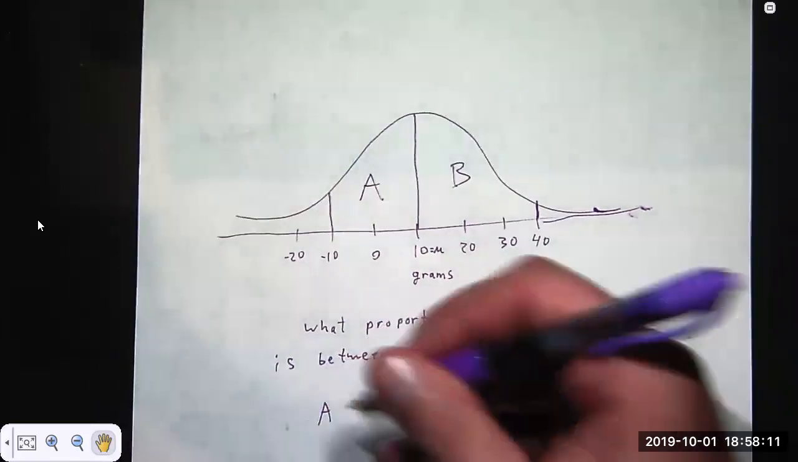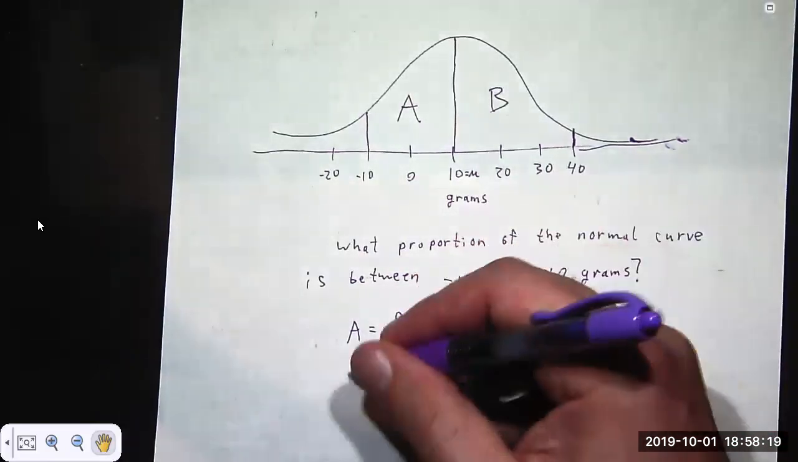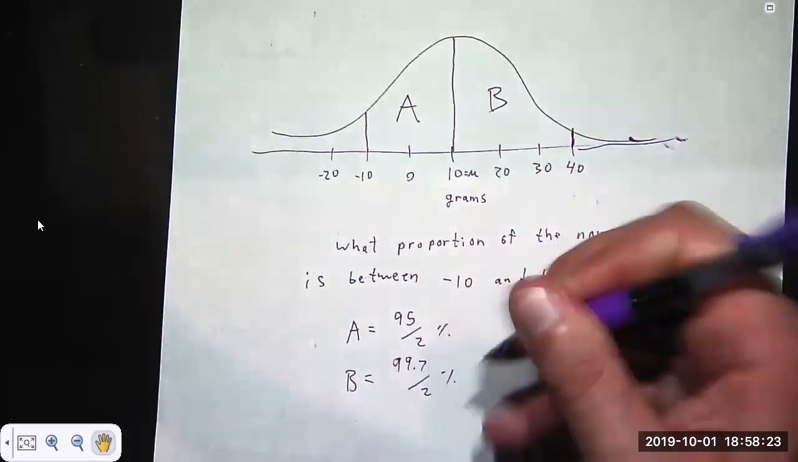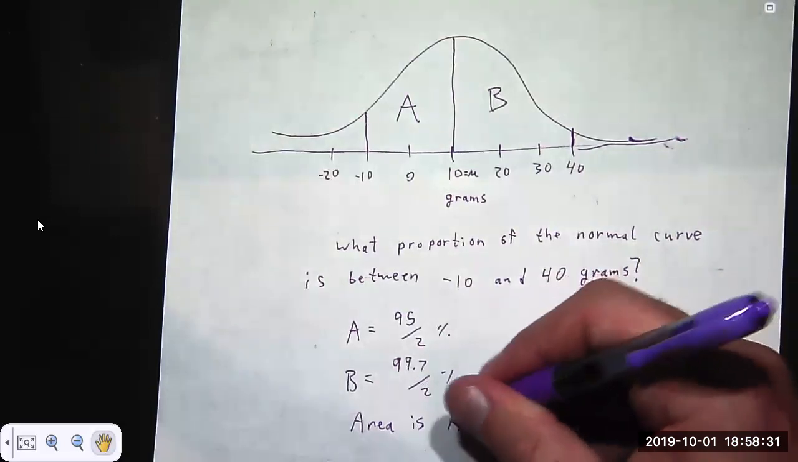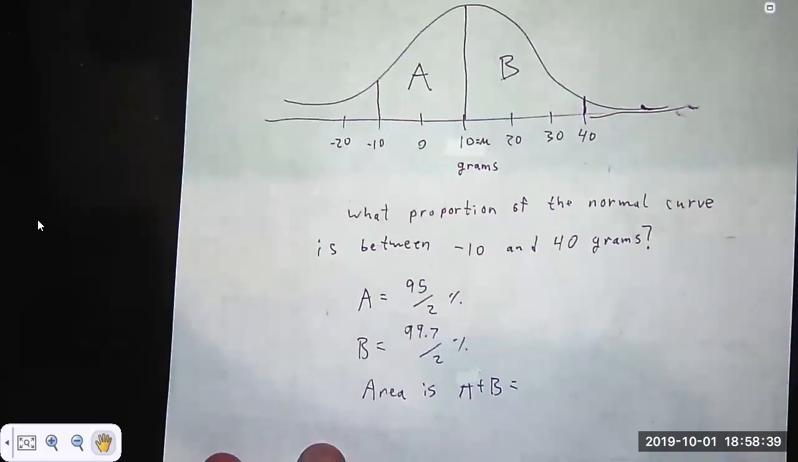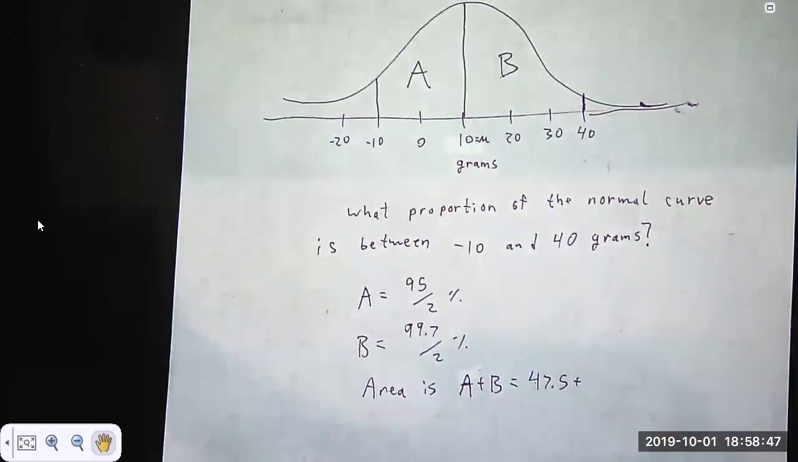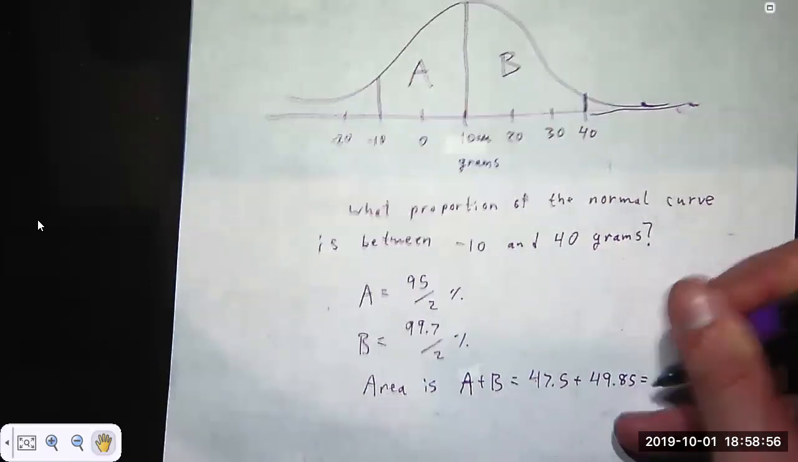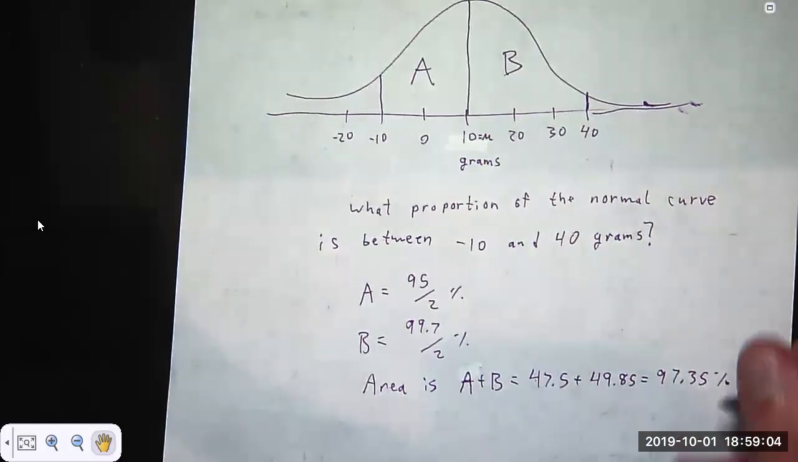So A equals 95 divided by 2%. B equals 99.7 divided by 2%. Area is A plus B. Oh, made a mistake. 47.5 plus whatever that is. 99.7 divided by 2 is 49.85. And so add those together, and you get 97.35%. All right, so that's my last one for that one.